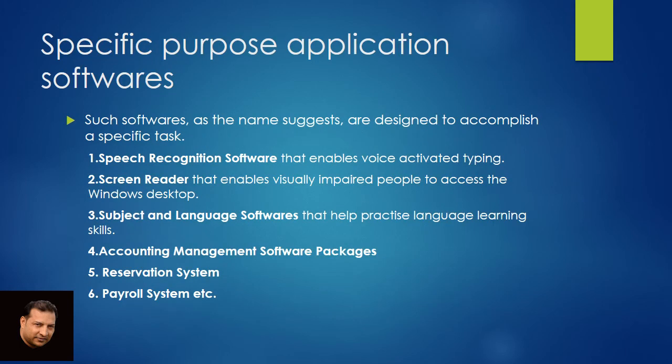Now next category is specific purpose application software. So such softwares are designed to accomplish a particular or specific task. Let us see some examples. Speech recognition software. It enables voice activated typing on computers. Then screen readers, that enable visually impaired people to access Windows desktop. Subject and language softwares that help practicing language learning skills. Accounting management software packages, reservation system, payroll system. So all these are specific softwares.